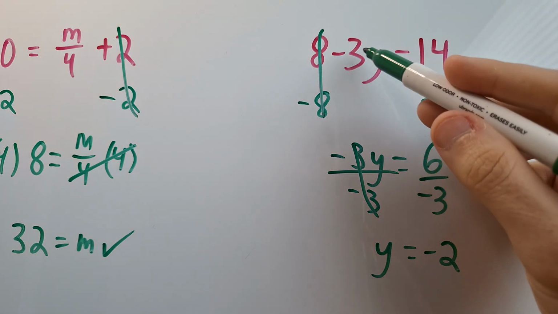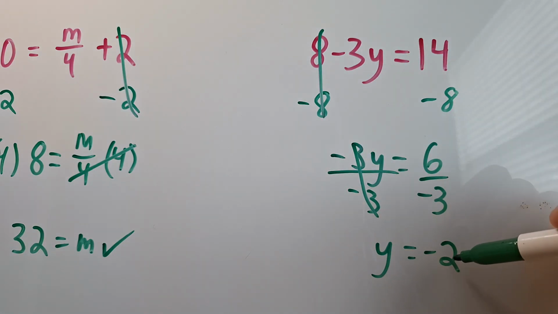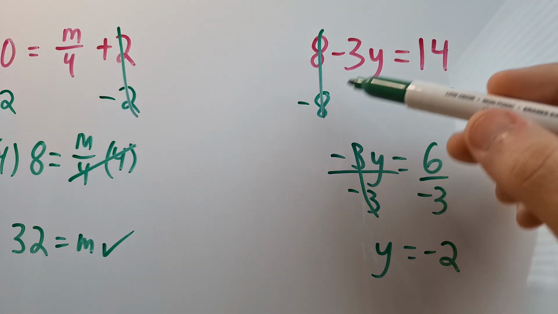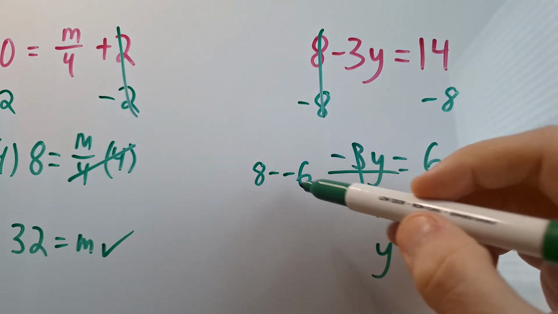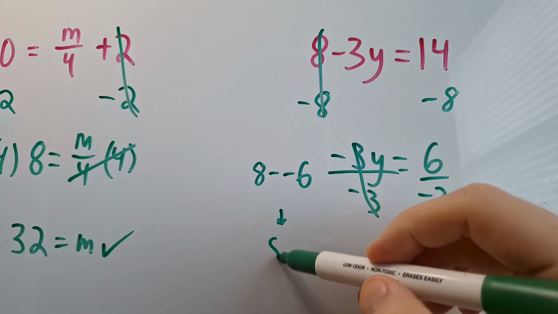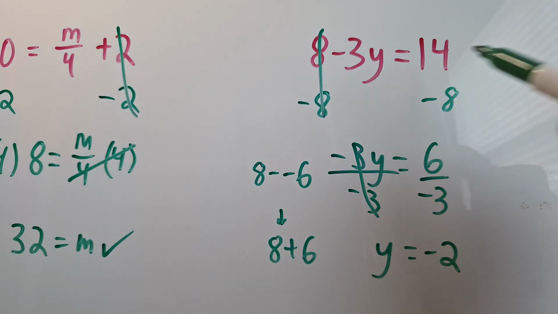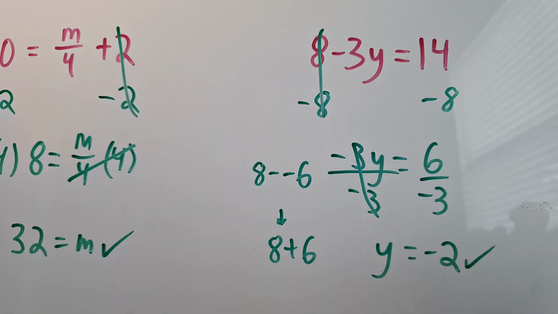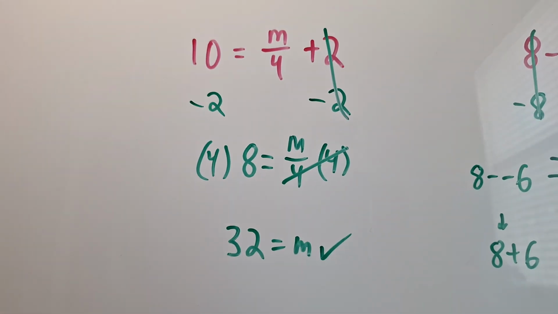We do 8 minus 3 times negative 2. So 3 times negative 2 is negative 6. Essentially now what I have here is 8 minus negative 6. Remember, two negatives make a positive, so what we have instead now is 8 plus 6. And 8 plus 6 is 14. This checks out.